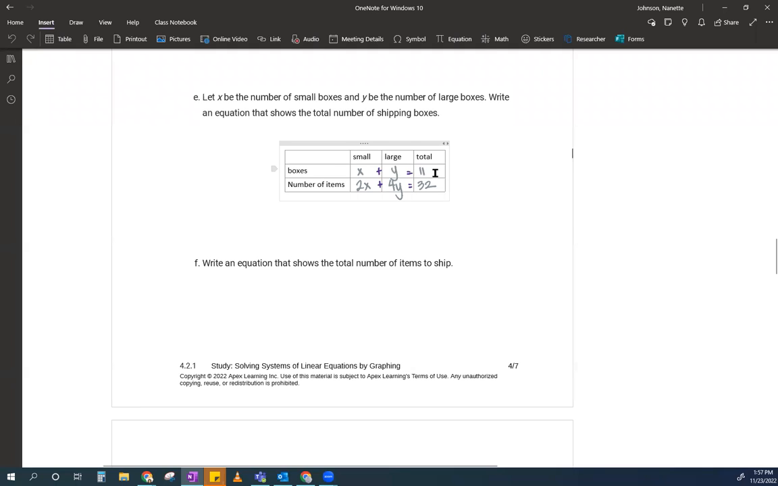So this is me checking it. 6 plus 5 equals 11. What about 2 times 6 plus 4 times 5? Is that really 32? Yes, Ms. Johnson, that really works. Very good.